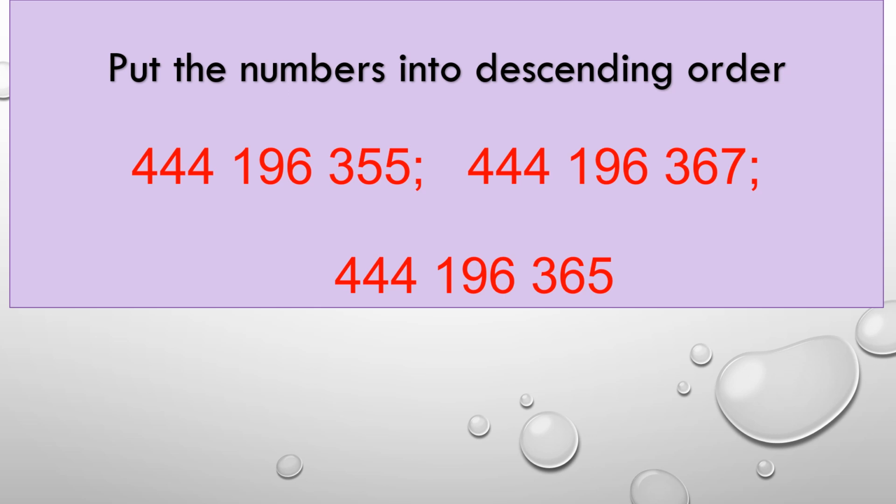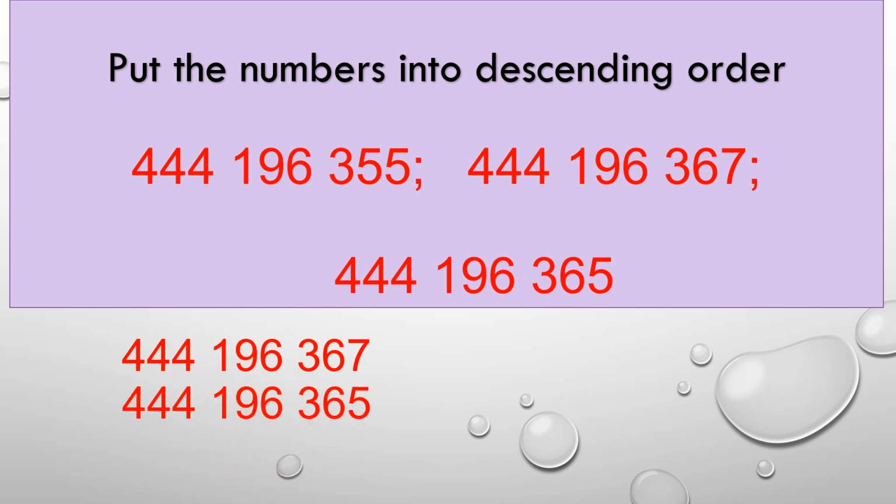It means that the second number must be written first. Now in the other two numbers, you can see that one is 355 and the other is 365. So 365 will be written first, and then the first number will be written at the end. So in this way you can arrange the numbers in descending order.